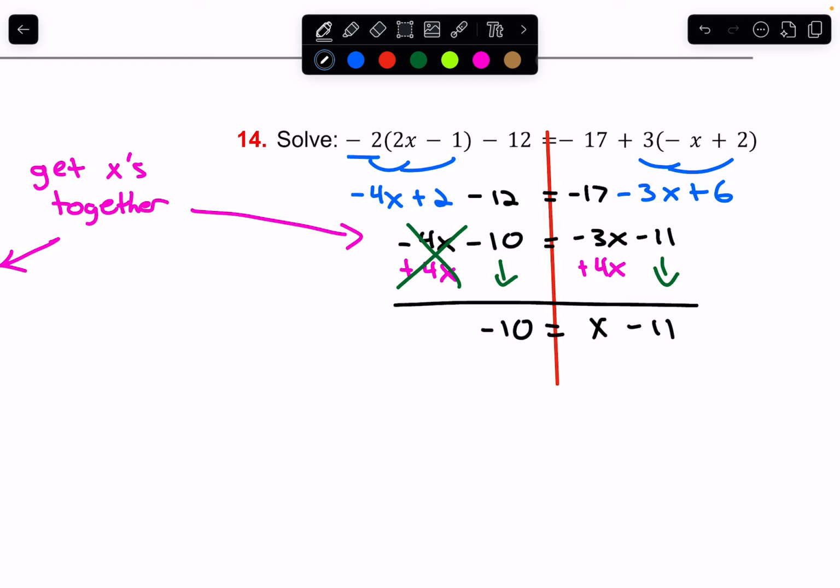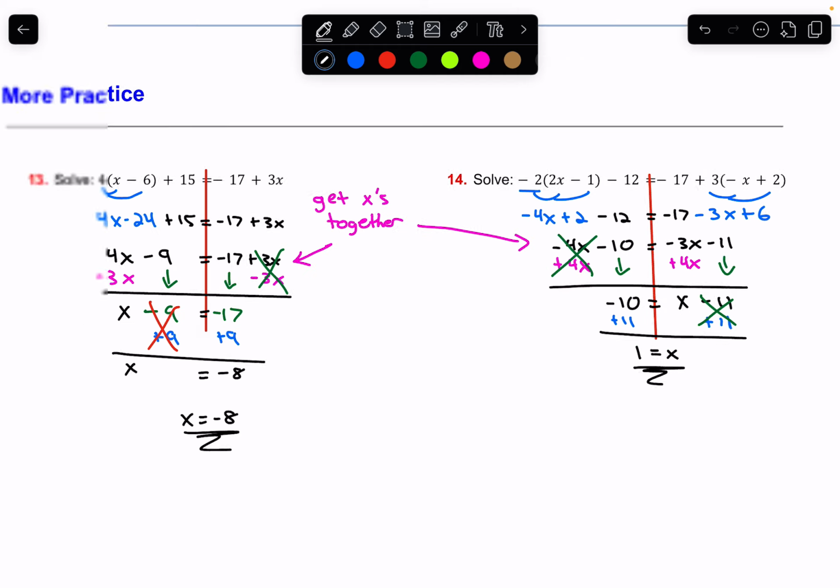Now all I have to do is move that negative 11 to the other side by adding 11 to both sides. All right, that's going to cause the 11s to cancel on the right. And it's going to leave me with 1 is equal to x. And it's okay that that x is on the right. A perfectly valid solution. We're all done with that one.